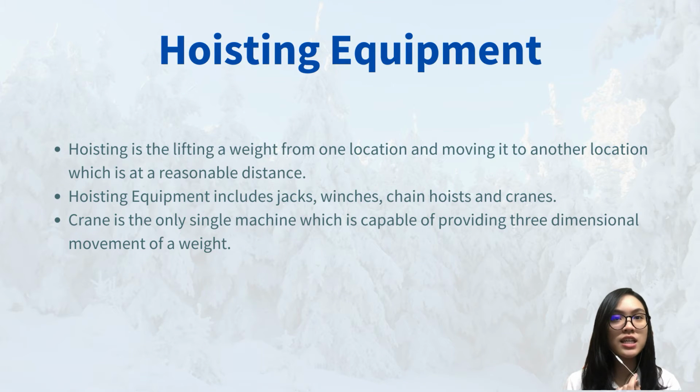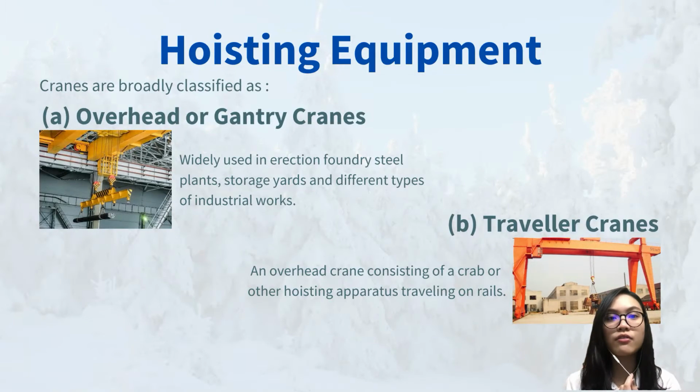Hoisting is the lifting of a weight from one location and moving it to another location. Hoisting equipment includes cranes, which is the only single machine which is capable of providing 3D movement of a weight. Cranes are broadly classified into 5.